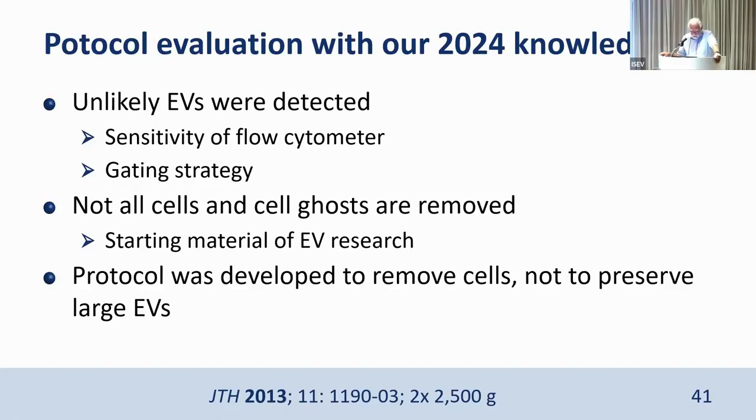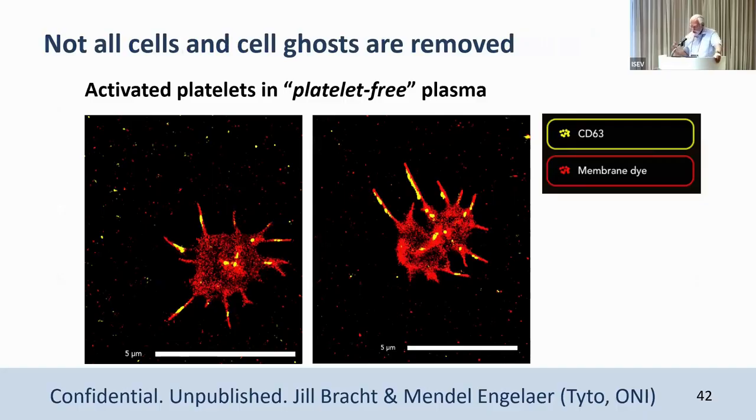And I think this is something I never really thought about before, but this protocol was developed to remove cells, but not to preserve large EVs. Now, if you use this protocol, and we do this really to the best of our abilities, we still have cells there. So after two sequential centrifugation steps, 1 centimeter Buffy coat, repipette, etc., we still have activated platelets.